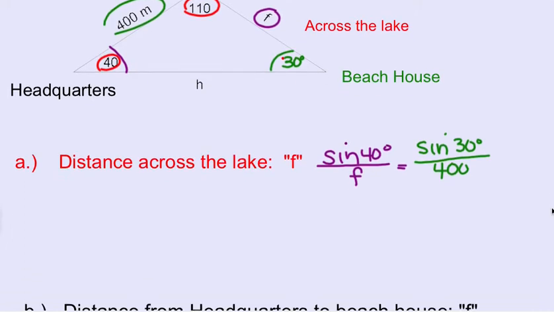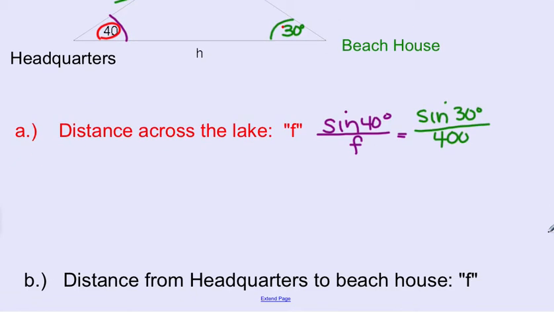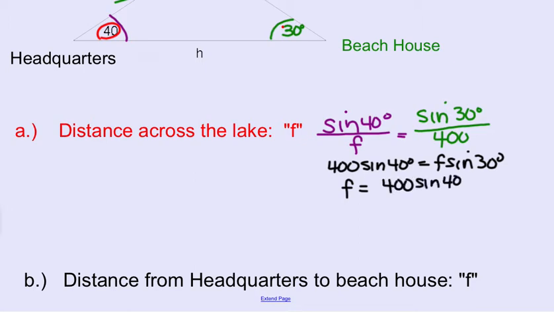Now we use our cross multiplication and we'll solve this equation. So 400 times the sine of 40 degrees equals F times the sine of 30 degrees. Solve this for F, so we divide both sides by the sine of 30 degrees. So 400 sine of 40 degrees over the sine of 30 degrees. Now you want to enter that in your calculator to find your length.